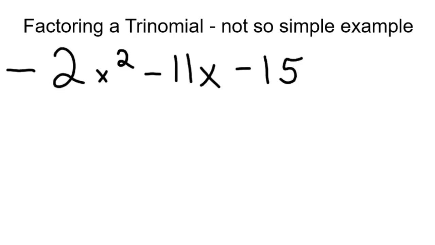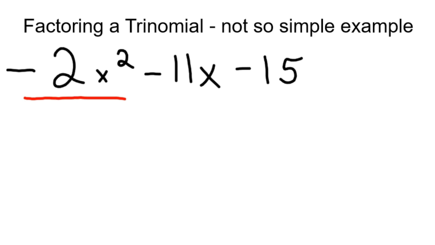All right, we're going to factor this trinomial. It's not such a simple example because the quadratic term, which is this negative 2x squared, because the squared term is called a quadratic term, the number in front there, that's a negative 2, so that makes it a little more difficult to factor. And so we always try to keep that positive if we can in the front.